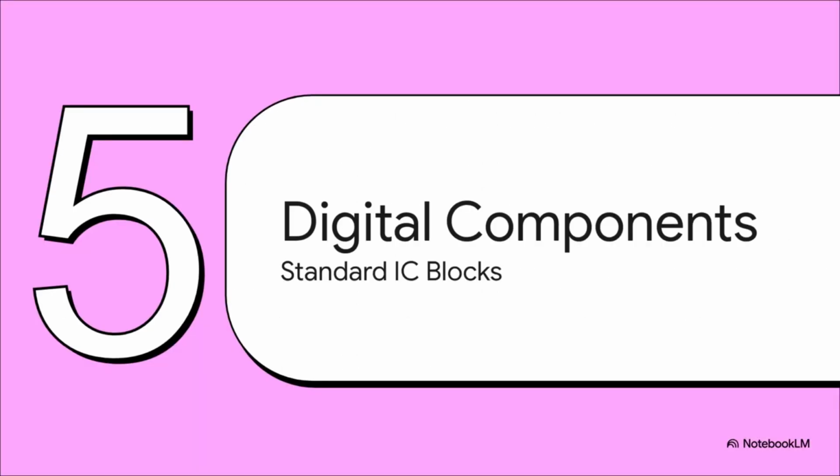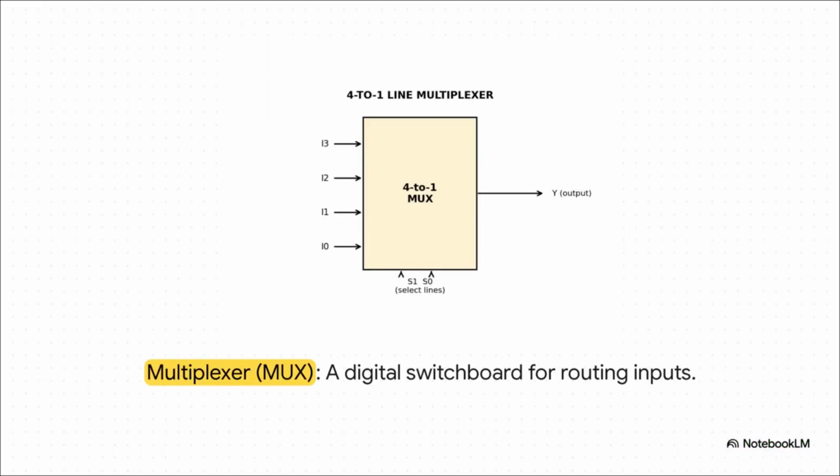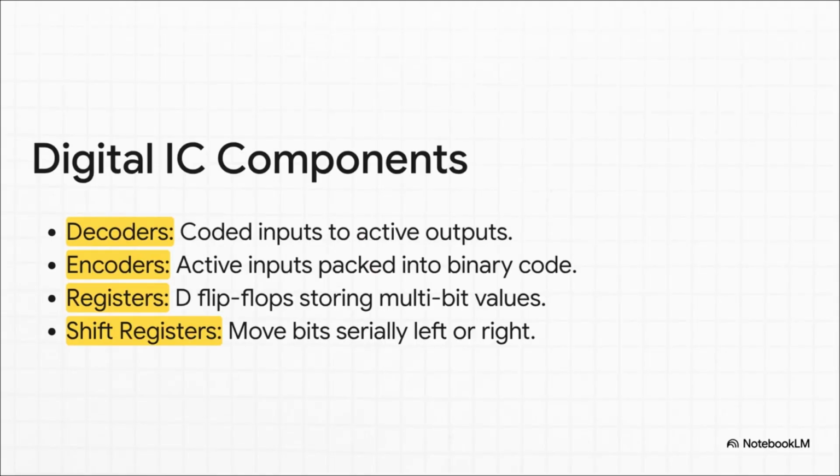Section 5. Digital components. Standard IC blocks. You already know a multiplexer, or a MUX, acts like a switchboard to route inputs. But let's look at a much more advanced application, using it to implement arbitrary Boolean functions. By tying specific data lines high or low and using the select lines for your variables, you can actually realize complex logic without wiring up individual single logic gates. It's incredibly efficient.